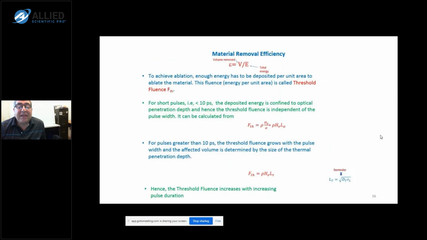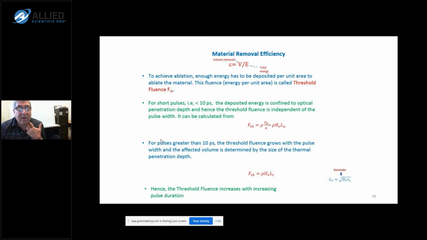And that affects the material removal efficiency, which is defined as volume removed per total energy. So in order to achieve ablation, we need enough energy to be deposited per unit area so we could ablate the material, and this fluence is called the threshold fluence.